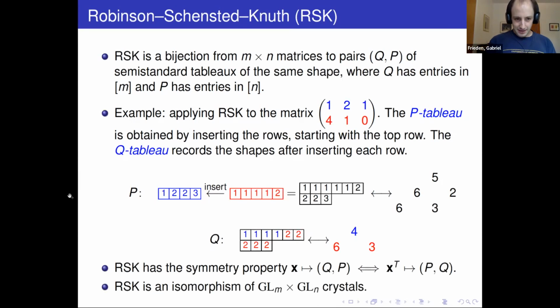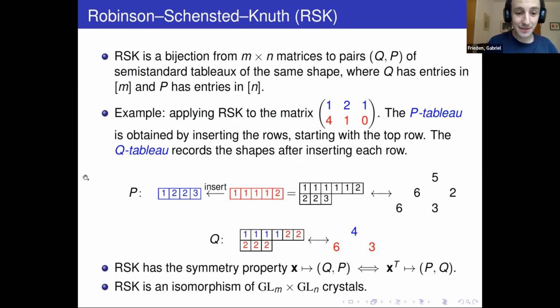And so one of the main properties of this map is that although the description of how you get P and Q seems highly non-symmetric, it turns out that actually if I transpose the matrix and insert the columns instead of inserting the rows, I actually just switch the P and Q.